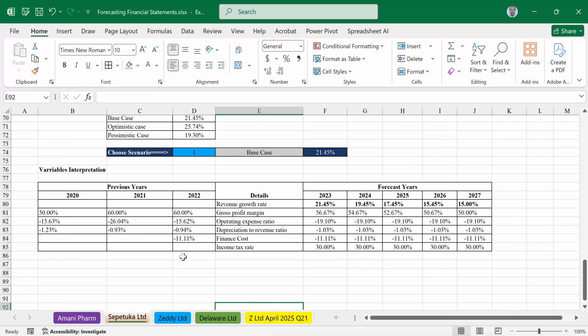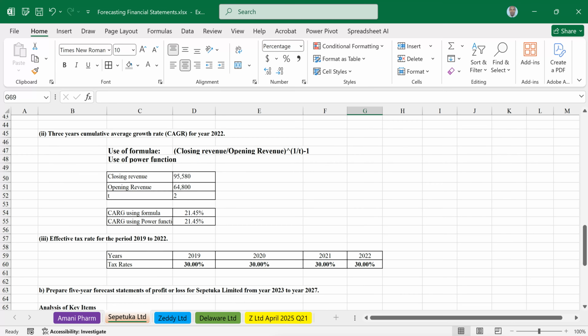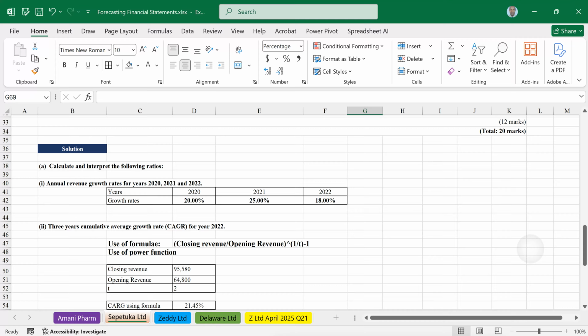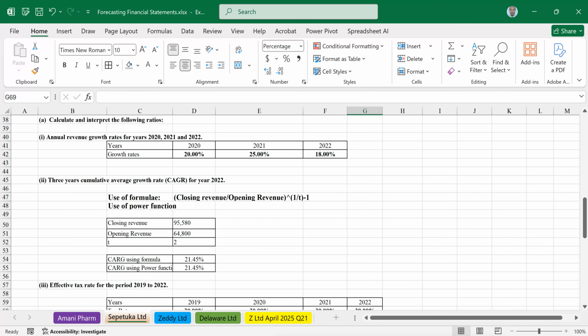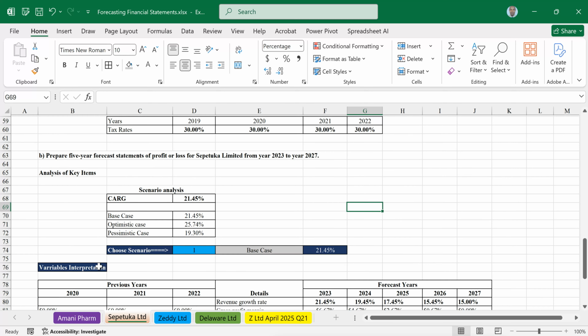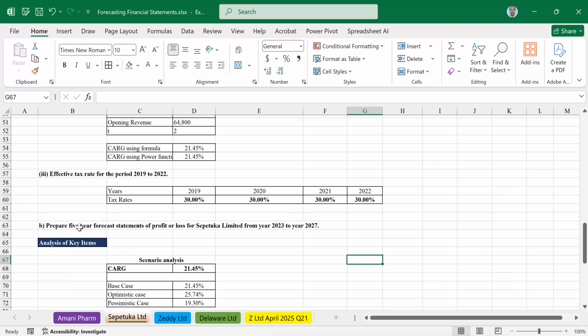Interpretation of key variables in our question. So you can see from revenue growth rate to CAGR, cumulative average growth rate, to effective tax rate, to the starting of the analysis of some key variables. We've analyzed a lot of the scenario analysis. Now this was the main part. If you get this correct, then you've done the question. Then lastly, we want now to prepare that forecast statement of profit or loss. This one.